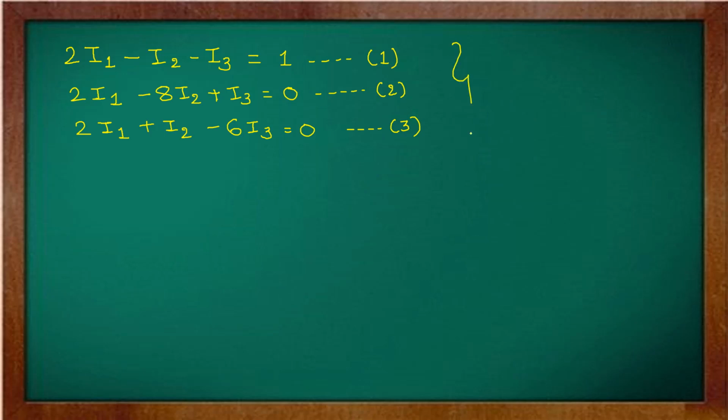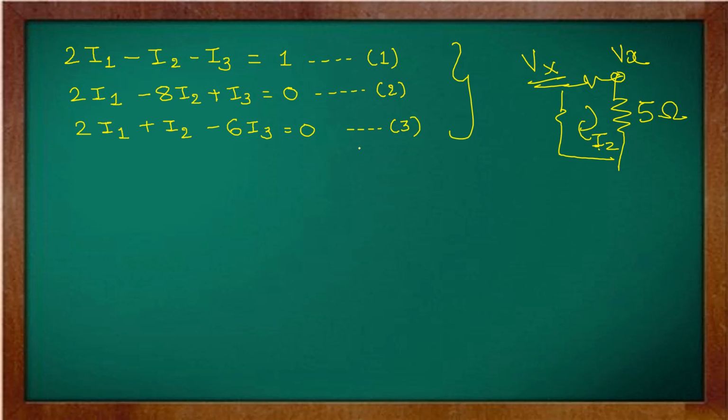Now we want to find out Vx, if you remember. Then the Vx is simply like that. Here one resistor is there. Here what we have written, that is Vx. And here some resistor is there like this, and this is part of the second loop, I2. And here the resistor value? It's a 5 ohm resistor. So Vx simply becomes what? Resistor value is 5 and the current value is I2.